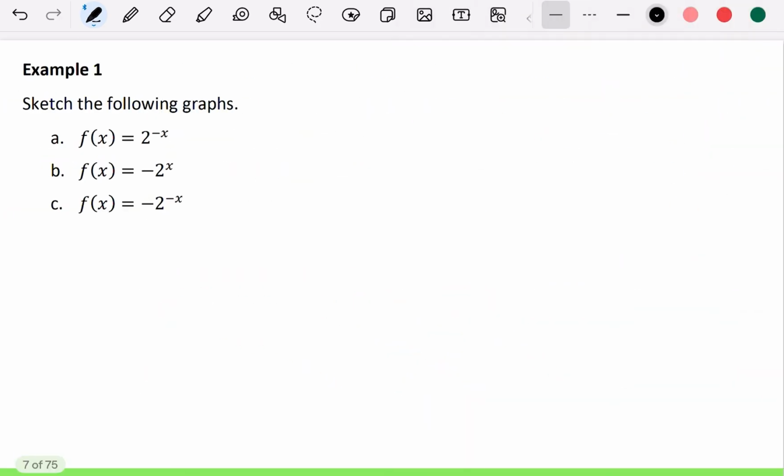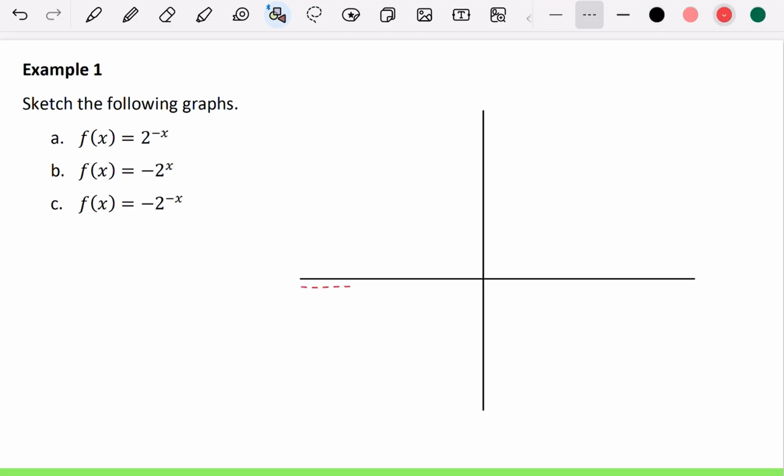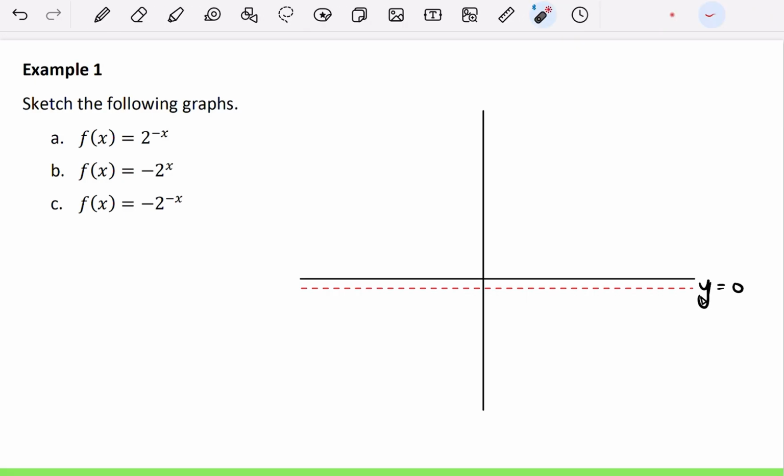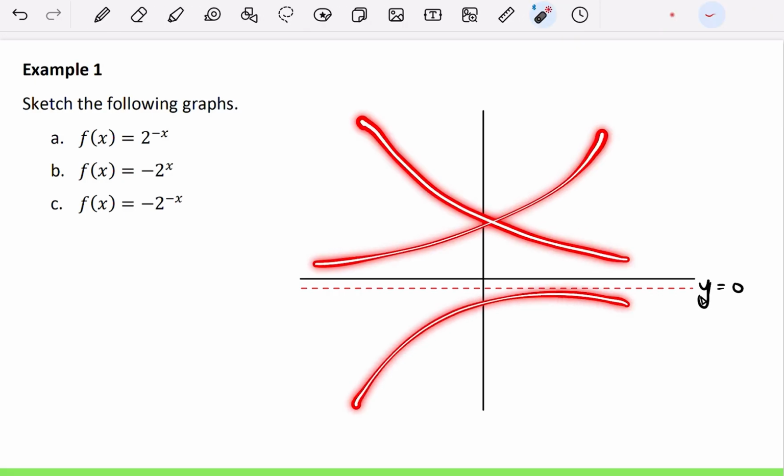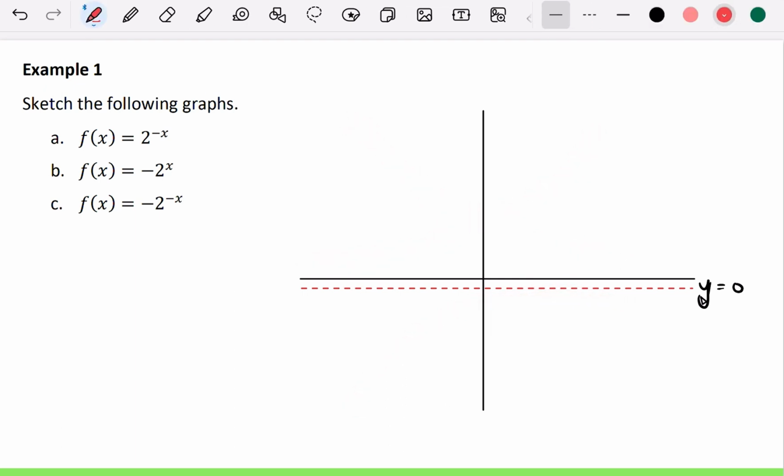For part C, very similar idea. We can see that we've got two negatives this time, one on the outside and one on the inside, which would imply both a reflection in the x and the y-axis. Okay, so this is my normal graph. This is reflected in the y, and that would be reflected in the x. Because there's no other transformations going on, our y-intercept will be at 0 and 1 as well. Okay, so that's how reflections will affect the exponential graphs.